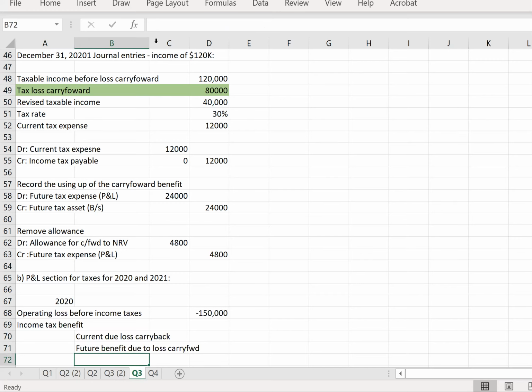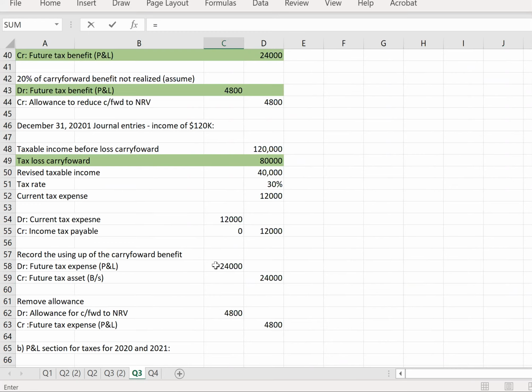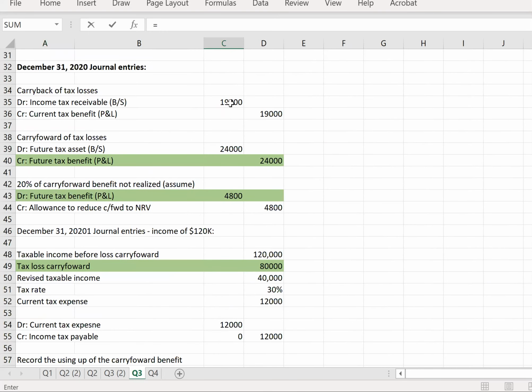And I'm just going to expand these out a little bit so we have some room. We're going to put our numbers in there. So what was our loss carryback that we had? This is our carryback. We had 19,000 there, on the P&L. So let's pick up our P&L account.